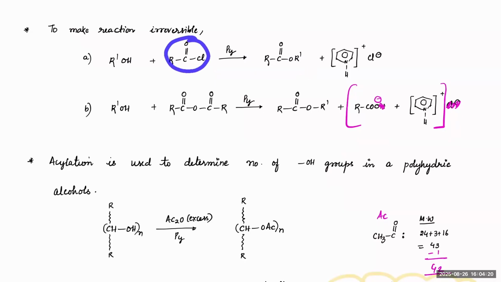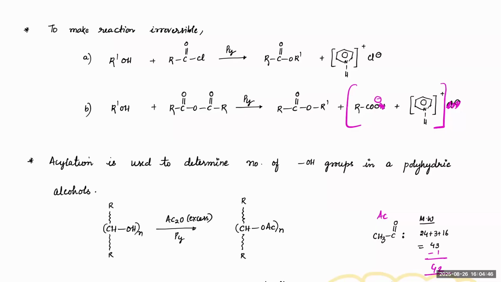And instead of acid chloride, you could also use anhydride. In the case of anhydride, one part will become an ester, the other will become RCOO minus. RCOO minus is very self-stabilized because of its resonance, so it will hardly go and attack back. So this will also remain irreversible.